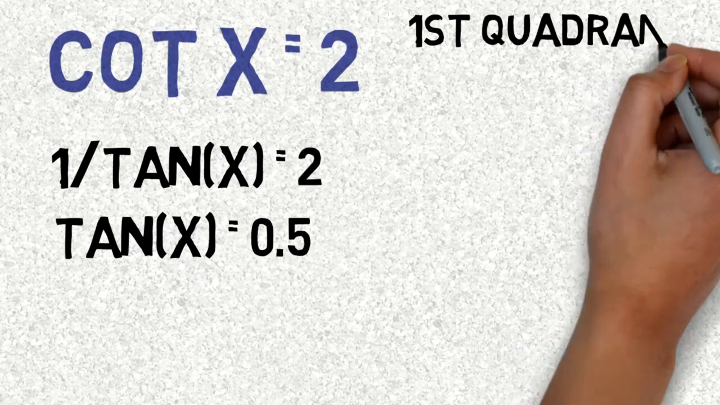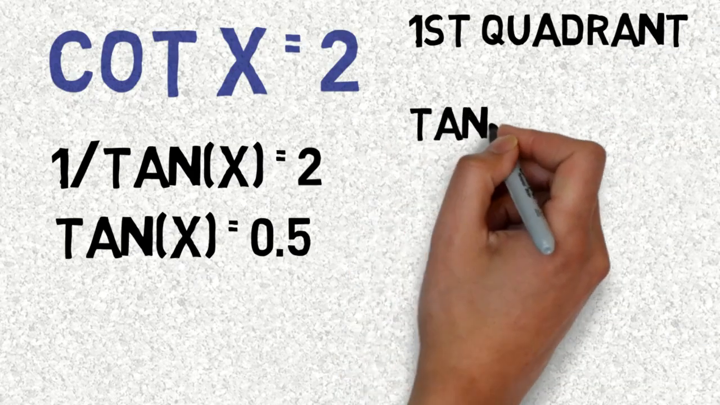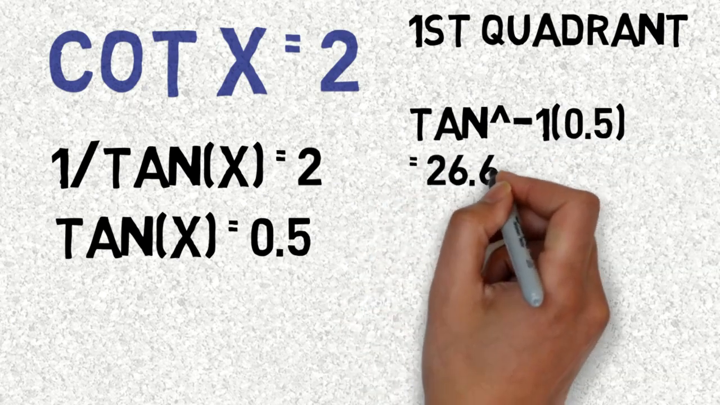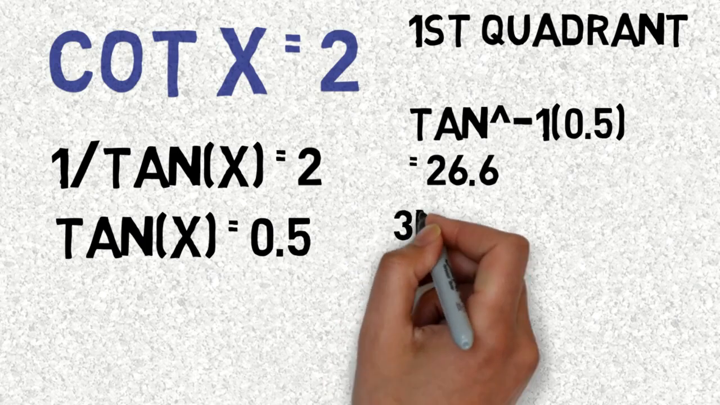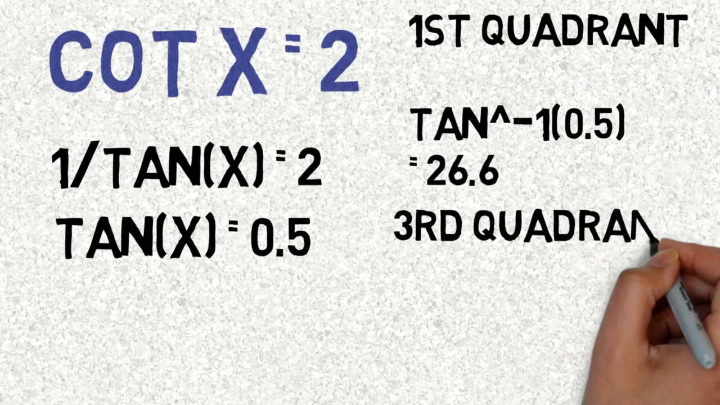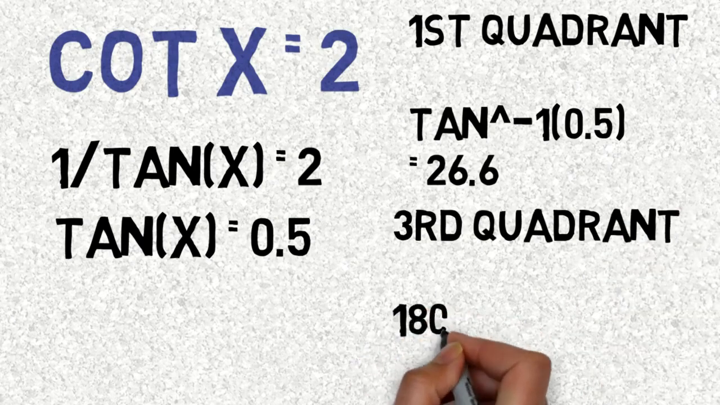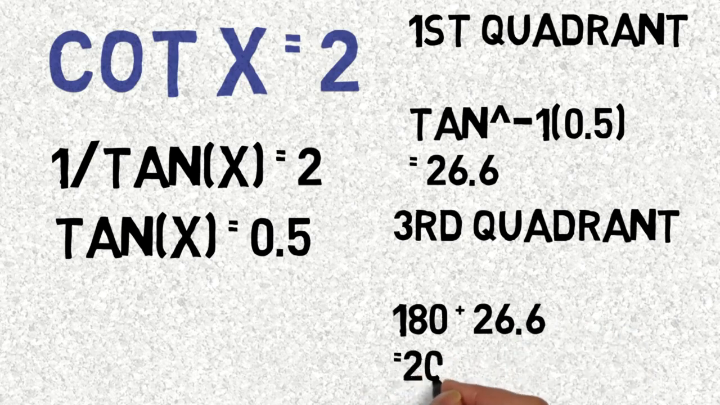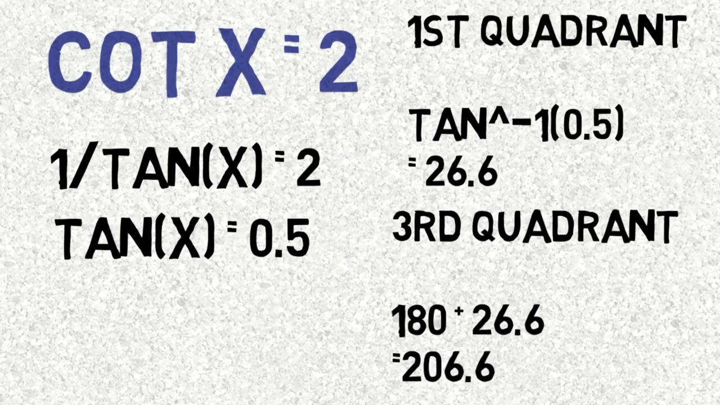So we can do tan inverse of 0.5, which will give us 26.6. Now to find the value in the third quadrant, we add 180 to this value, which will give us 206.6. So these are the two values for cot x is equal to 2. This is one of the examples. You can do the same thing with other examples. Let's consider one more before we move on. This is a much more complicated one.